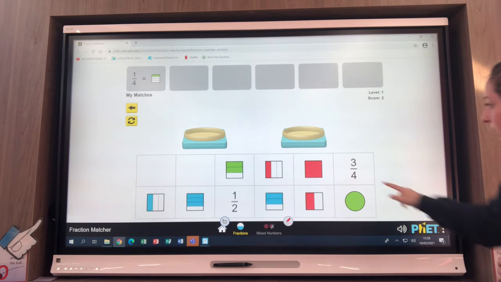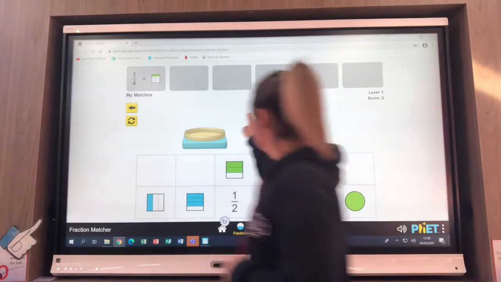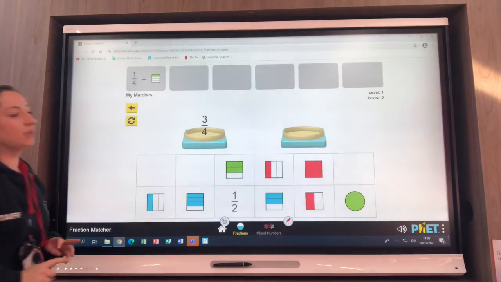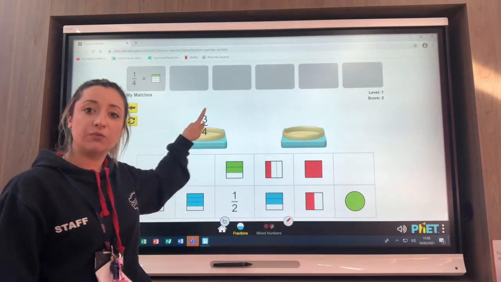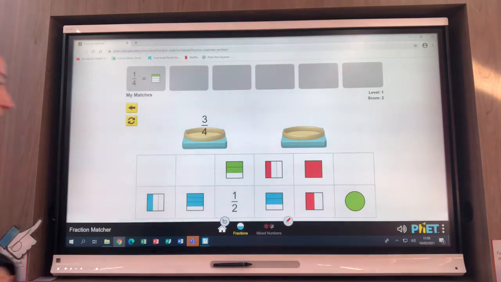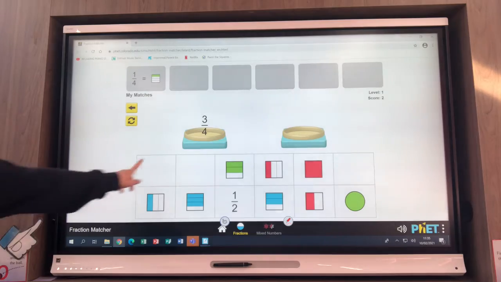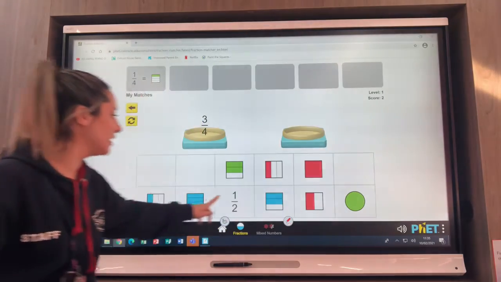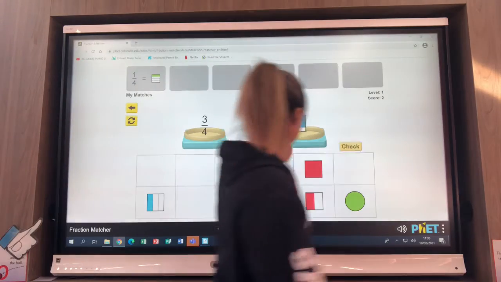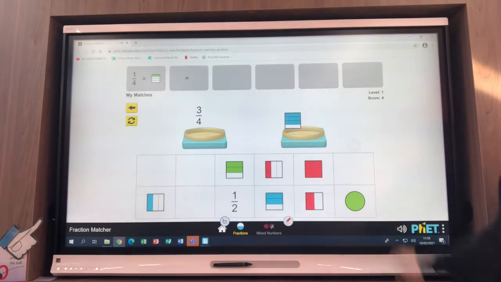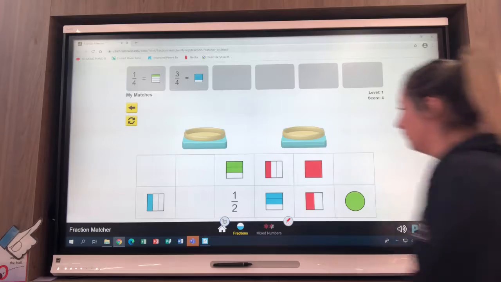Okay, so let's have a look. We're going to go for this one. So this is 3/4. So I want to have a look at a similar representation, however not one, it's 3 parts that are shaded this time. So let's have a look if we can see it. 3 parts which are shaded out of 4. I think I can see it, this one here. Let's check if I am correct. Wonderful.